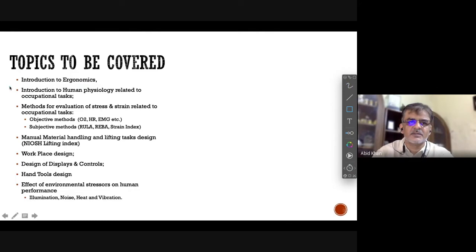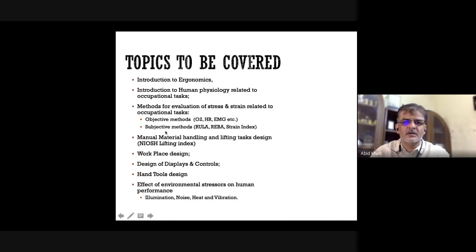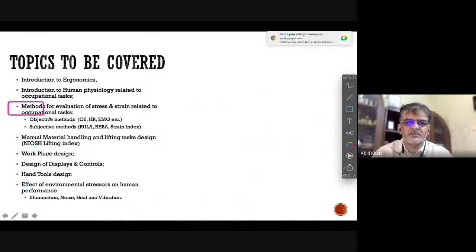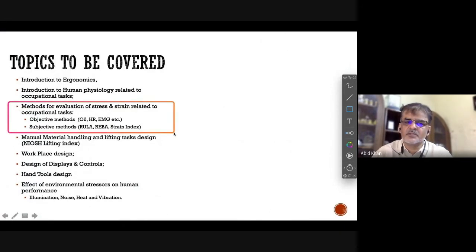So first of all, after the introduction to ergonomics, we will deal with the human physiology related to occupational tasks. Then we will learn certain methods for evaluation of stress and strain related to occupational tasks.